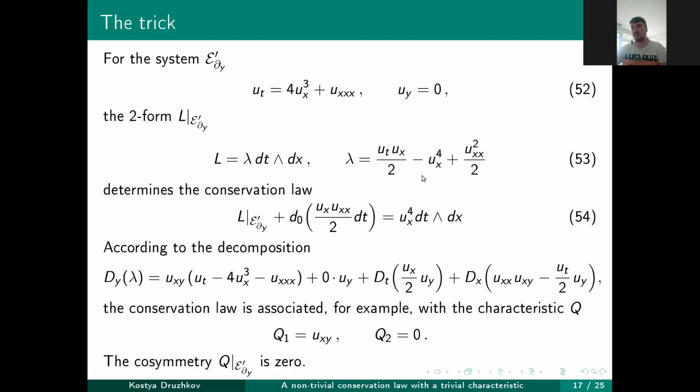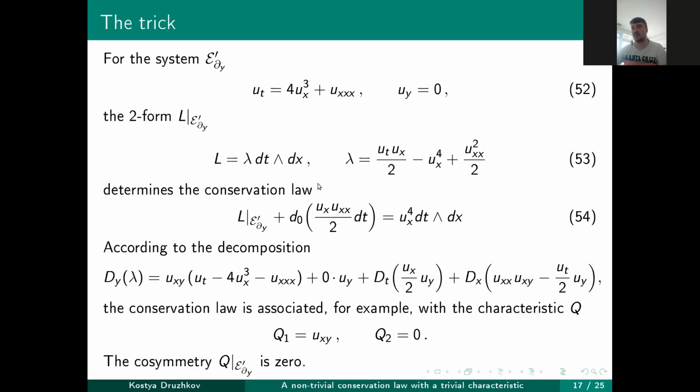Now we take this lambda and consider the decomposition, d_y of lambda. So we just apply the horizontal differential to L, and in components, it is given by the derivative with respect to y of lambda, and we get this decomposition. It's easy to see that these terms given by d_t and d_x of something vanish on the system 52, right? Because here we have u_y, here we have u_xy and u_y. So we have this total divergence that vanishes on the system 52.